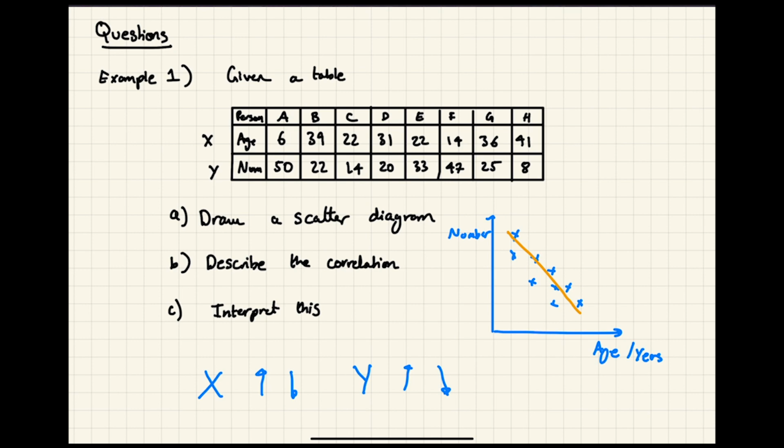In this case, because it's negative correlation, we'll say as the age is increasing, we find that the favorite number is decreasing. But if we had positive correlation for a different question, we'd say as the x-axis thing is increasing, we find that the thing on the y-axis is also increasing.